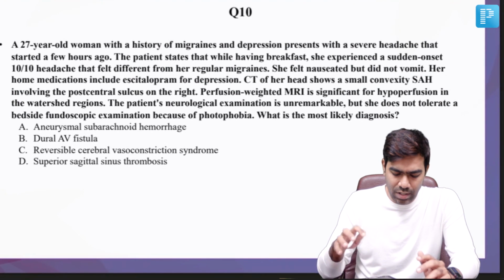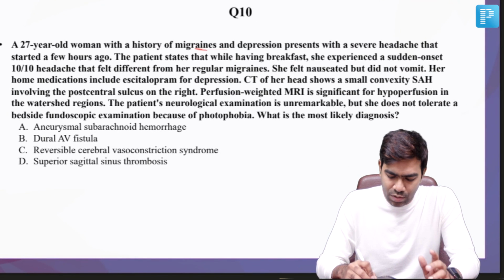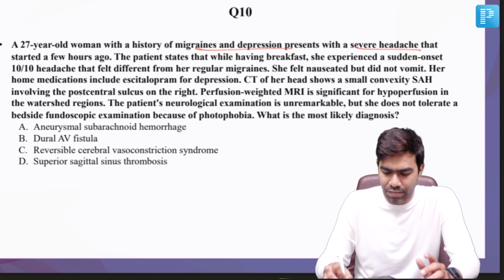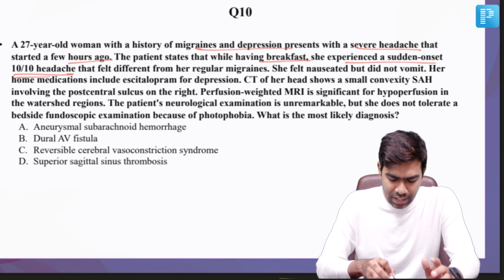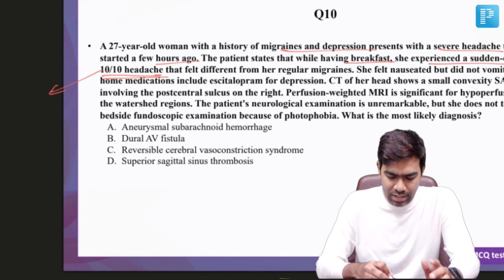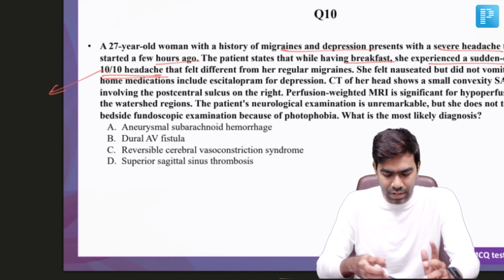And last question, a 27-year-old woman with a history of migraines and depression presents with a severe headache that started a few hours ago. The patient states that while having breakfast, she experienced a sudden onset 10 out of 10 headache, which means the headache reached its maximum intensity within a very short span of time.